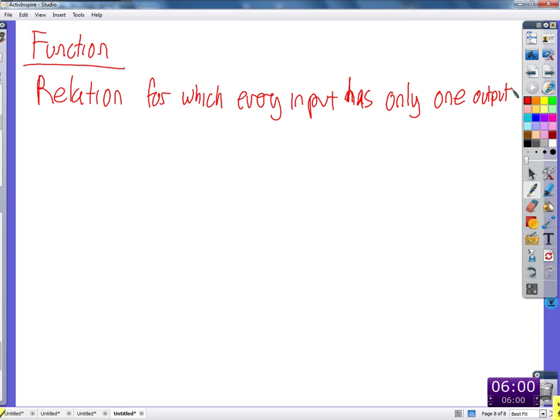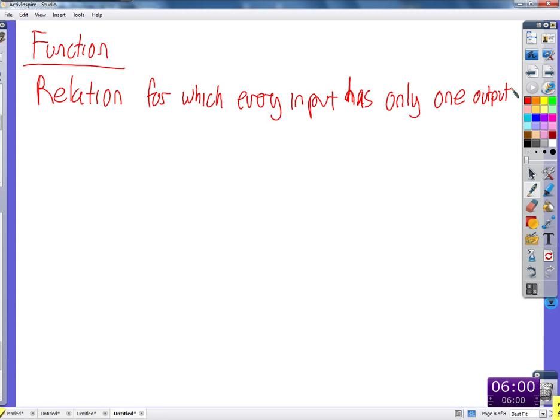Negative 1 has 2 outputs. You're done. Negative 1 has 2 outputs, that's enough. Also, not negative, 5 has 2 outputs, so I guess it's extra not a function. Any others? Say again? And 11, negative 3 and 2. Okay, I gotcha! I tricked you.